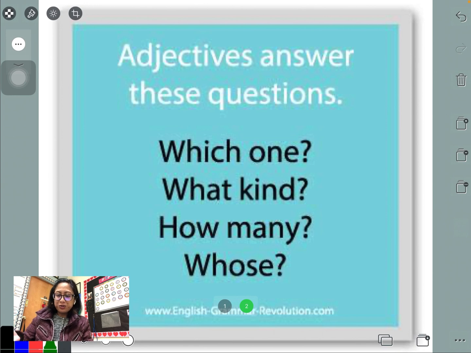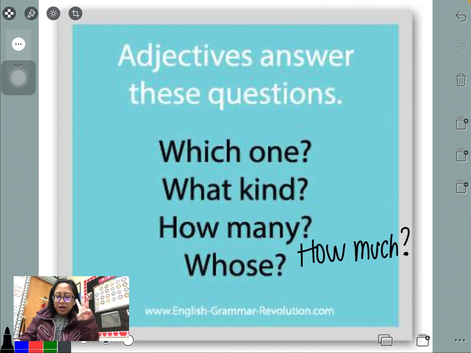As you can see on the screen, I have questions that ask for adjectives. Let me say it again. Adjectives answer these questions. There are 5 of them, so they're missing one, and I'll add that. These are the questions that look for adjectives: Which one? What kind? How many? And the other one is how much? And then whose. So that's 5.